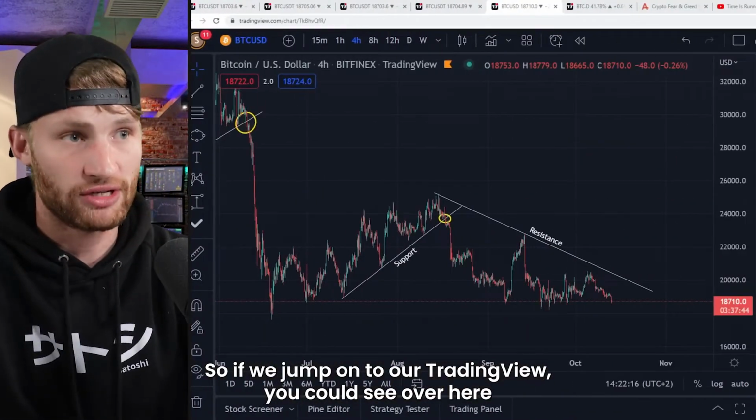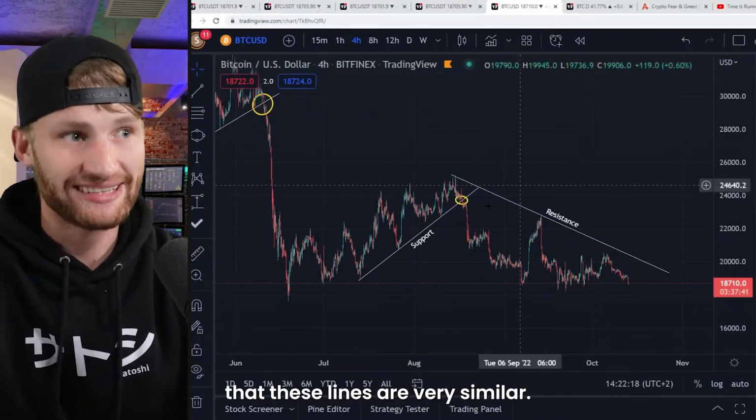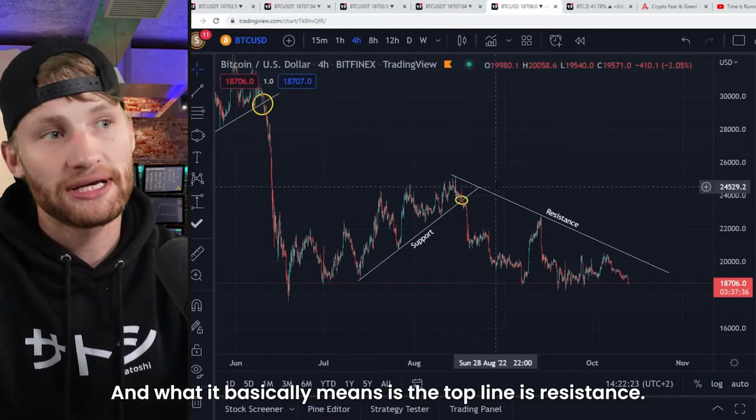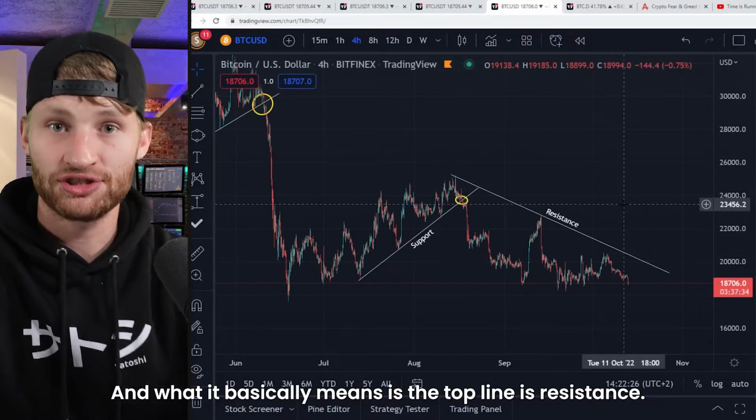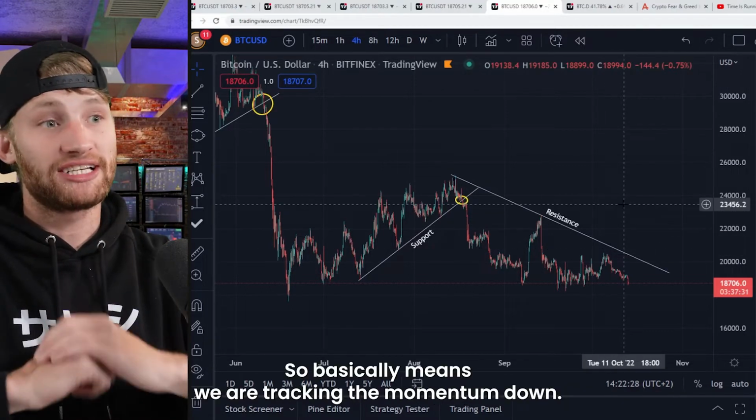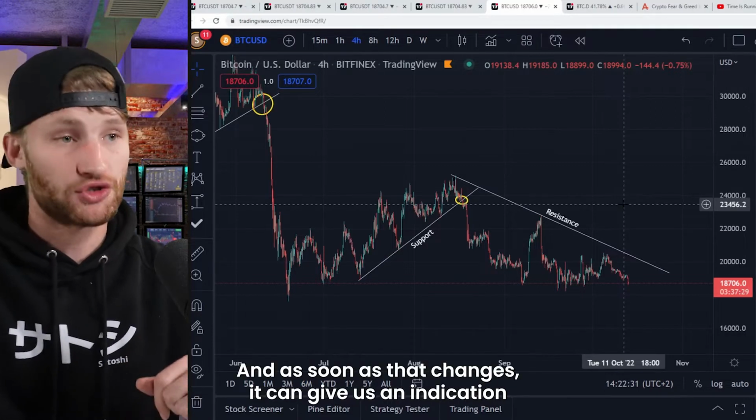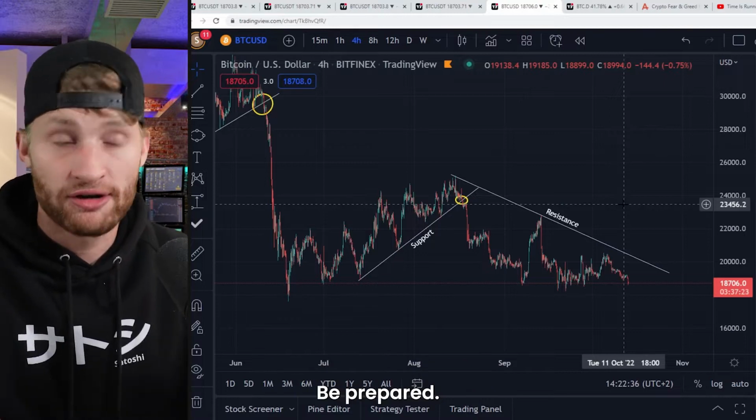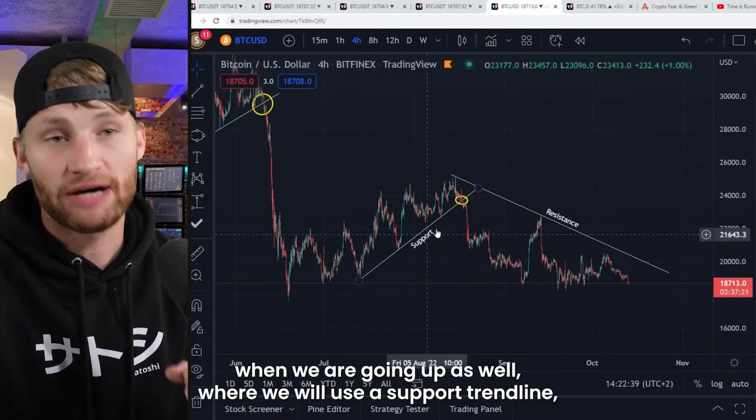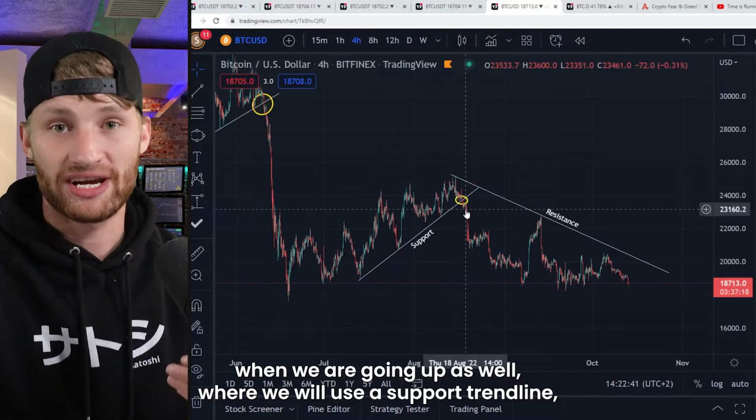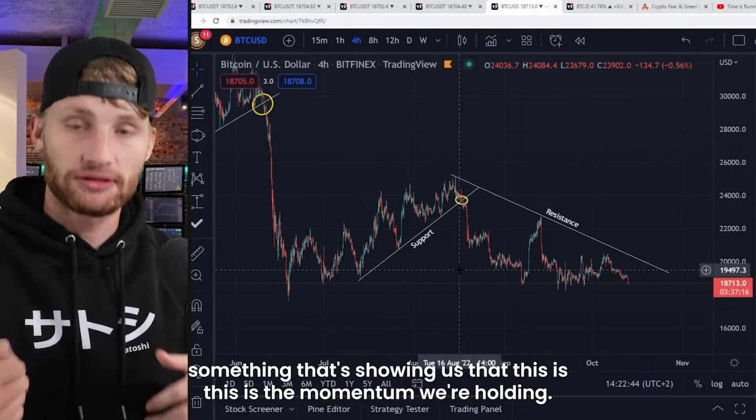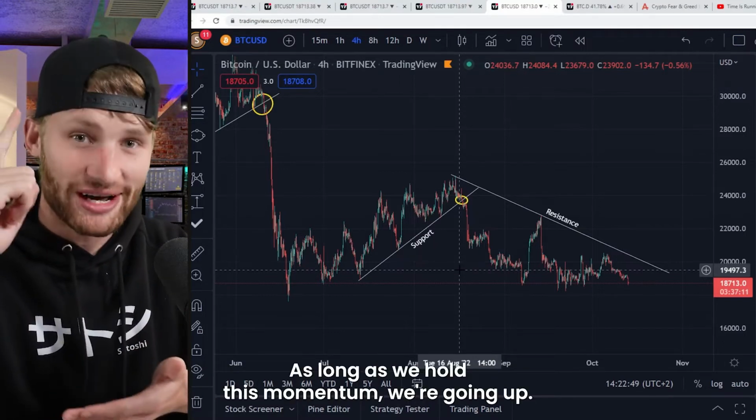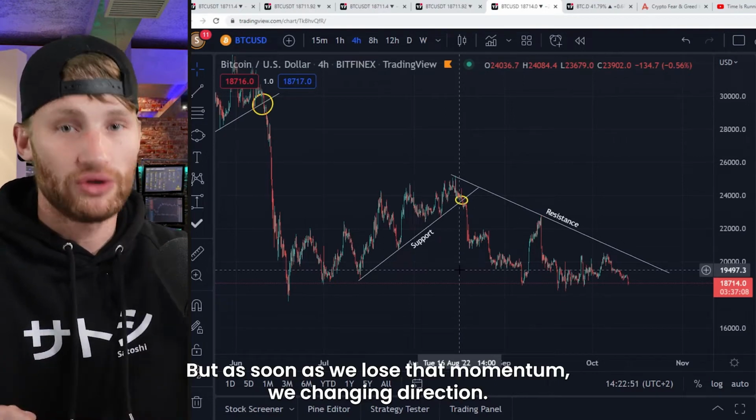So if we jump onto TradingView, you can see over here that these lines are very similar, and we also use them as support and resistance. The top line is resistance. It's our rooftop. So we are tracking the momentum down, and as soon as that changes, it can give us an indication that the market is doing something different. Be prepared. It's the same thing when we are going up, where we will use a support trend line, something that's showing us this is the momentum we're holding. Don't lose it. As long as we hold this momentum, we're going up. But as soon as we lose that momentum, we change direction.